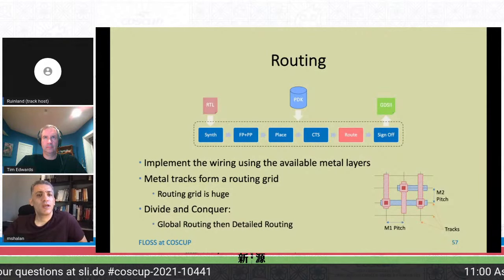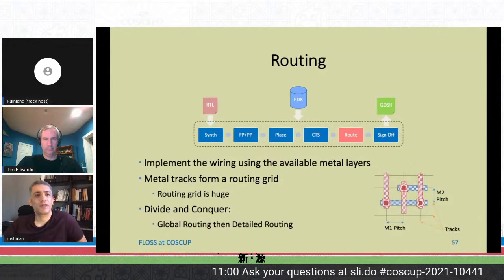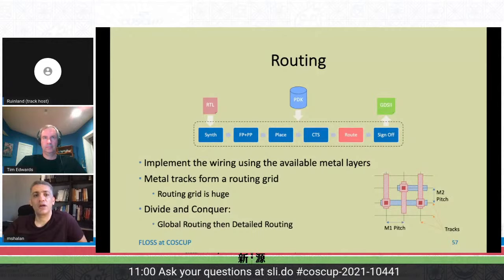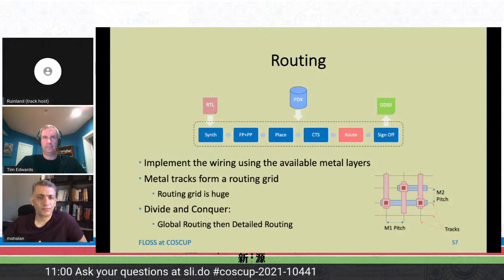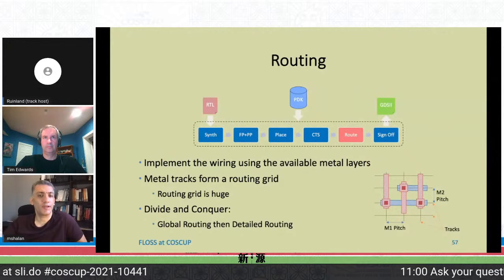Also, the PDK defines what are the available vias to be used, and the via is a vertical structure which can be used to connect 2 wire segments on 2 different routing layers together.